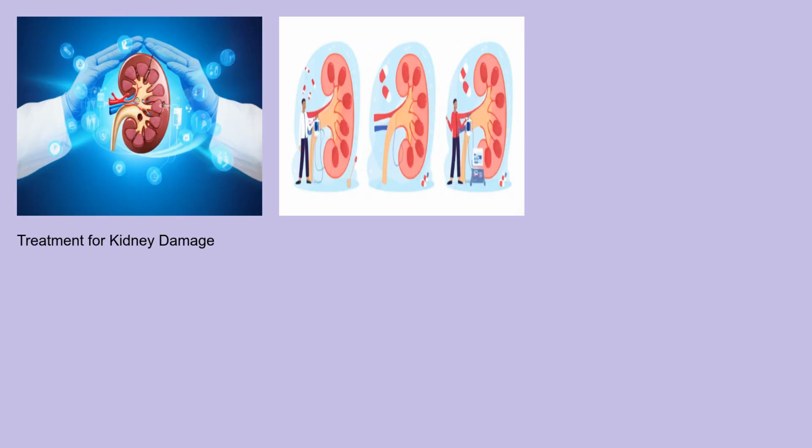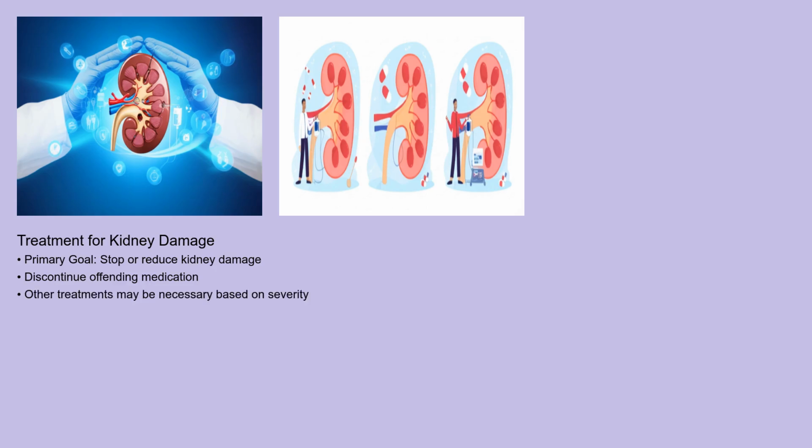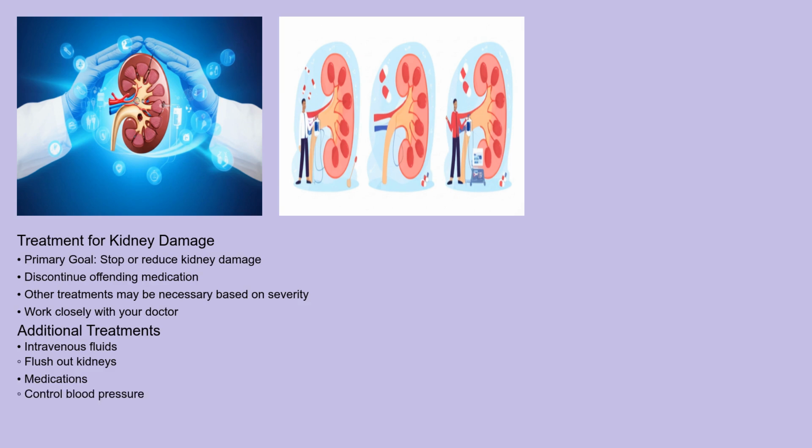The primary goal of treatment is to stop or reduce the kidney damage. This often involves discontinuing the offending medication. Depending on the severity, other treatments may be necessary. These can include intravenous fluids to help flush out the kidneys, medications to control blood pressure or swelling, and in severe cases, dialysis to remove waste products from the blood. It's essential to work closely with your doctor to develop an individualized treatment plan.